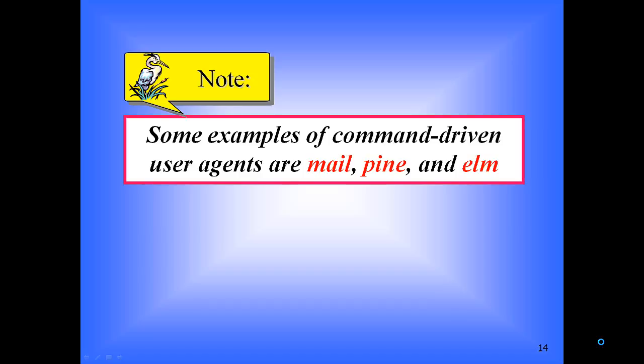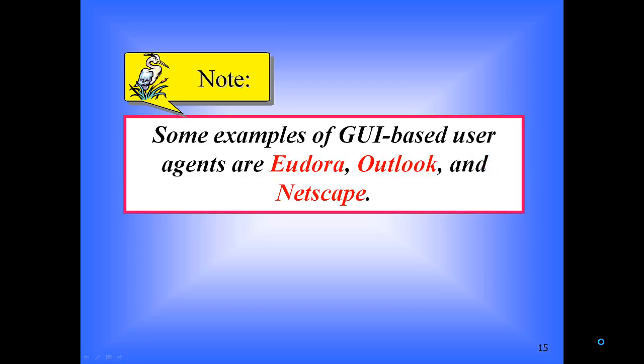So here's a note. Some examples of command-driven user agents are Mail, Pine, and Elm. Some examples of GUI-based agents are Eudora, Outlook, and Netscape.